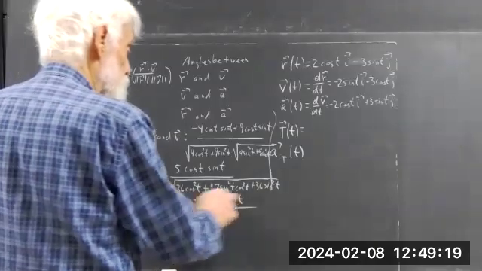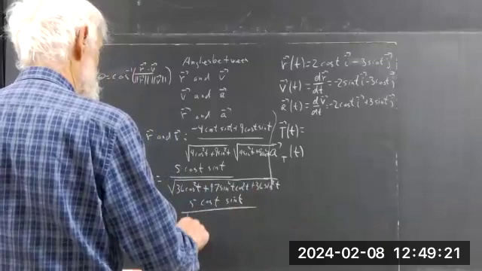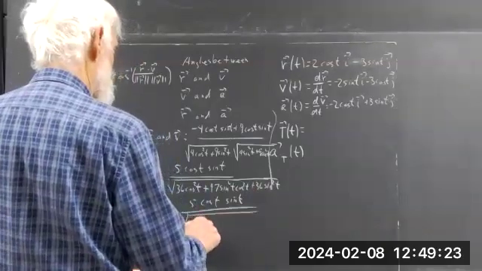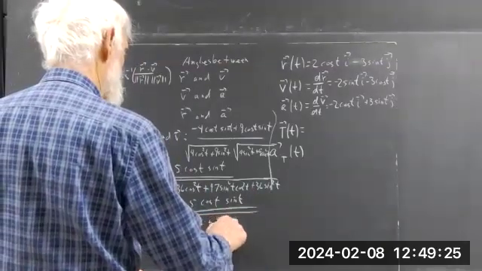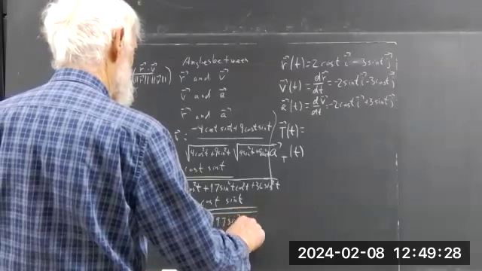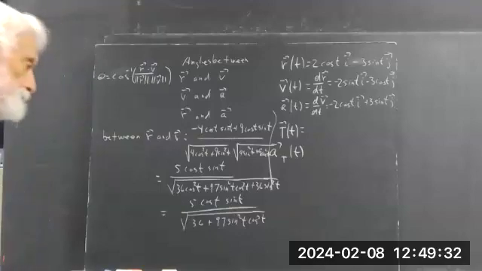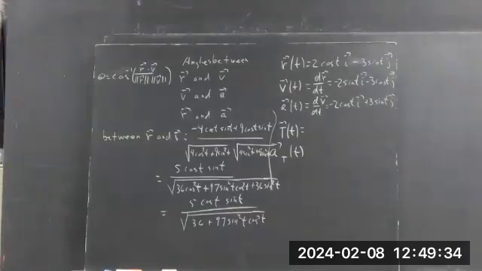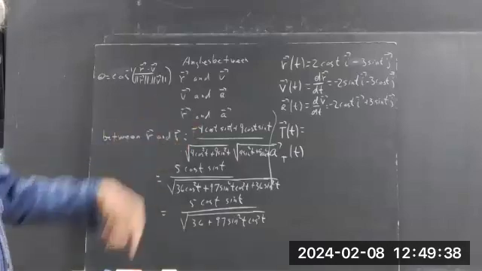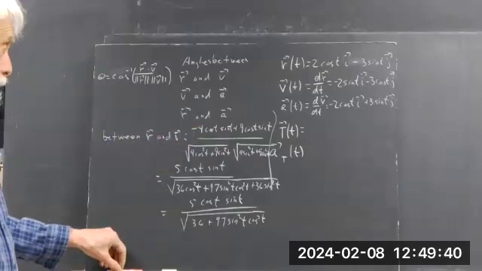And then 36 cos squared plus 36 sin squared t is 36. That's just the angle between v and r.